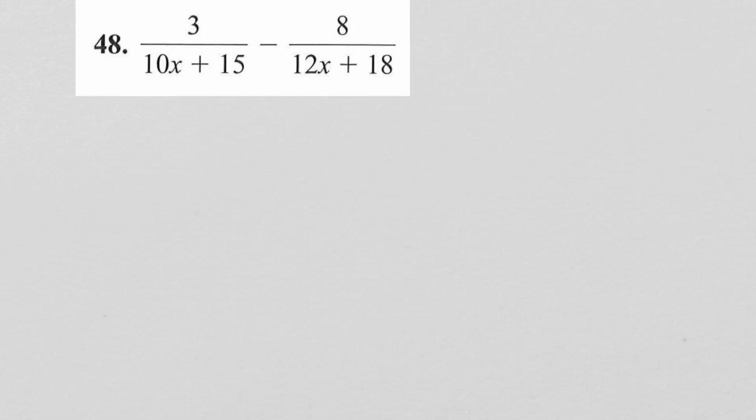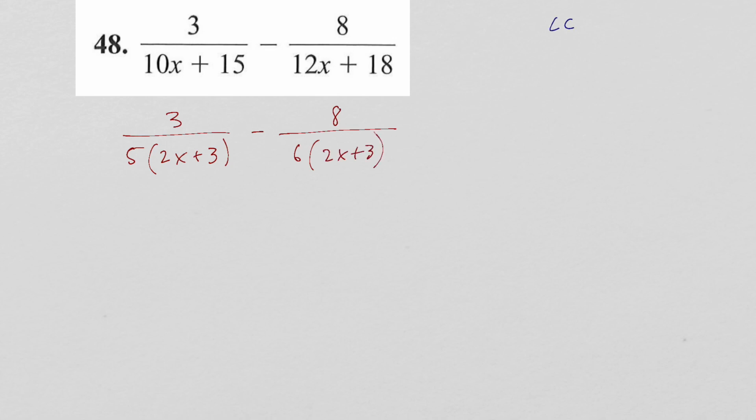Okay, before I decide what the LCD is, I'm going to factor both of these. So this first one's going to be 3 over, I'll take out a 5, and I'll have 2x plus 3 minus, and I'll take out 6, and I'll have 2x plus 3. So now my LCD, between 5 and 6, I'm going to get 30, but we still have the 2x plus 3. So that's the LCD.